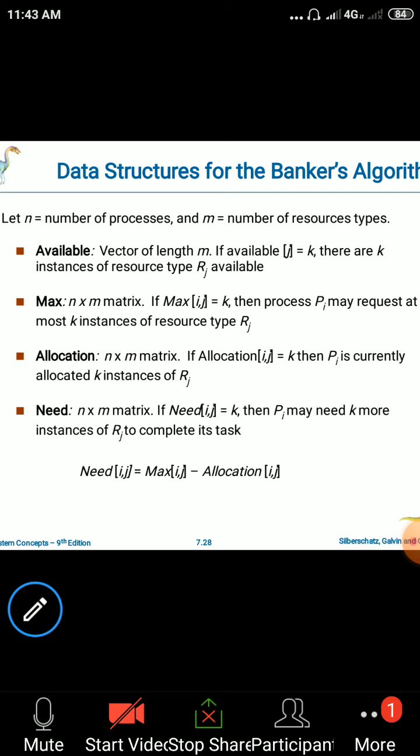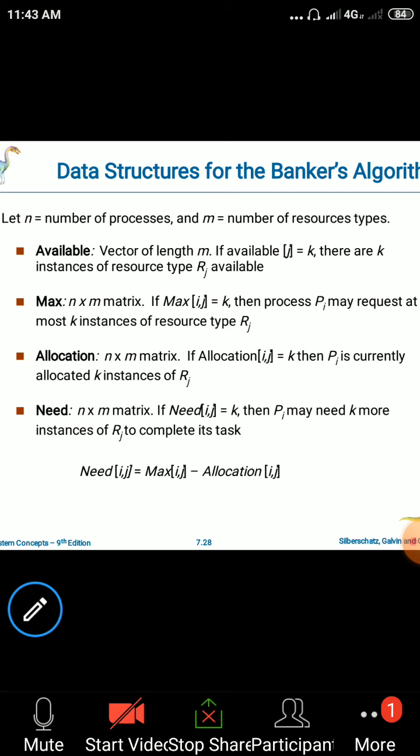So what is the maximum requirement for the process P1 to complete its execution? It requires 2 CPUs, 1 memory and 2 IO devices. So then the value becomes 2 1 2. 2 is CPU, 1 is the memory and 2 are the IO devices. These are the maximum resources the process P1 requires for its execution. Understood?